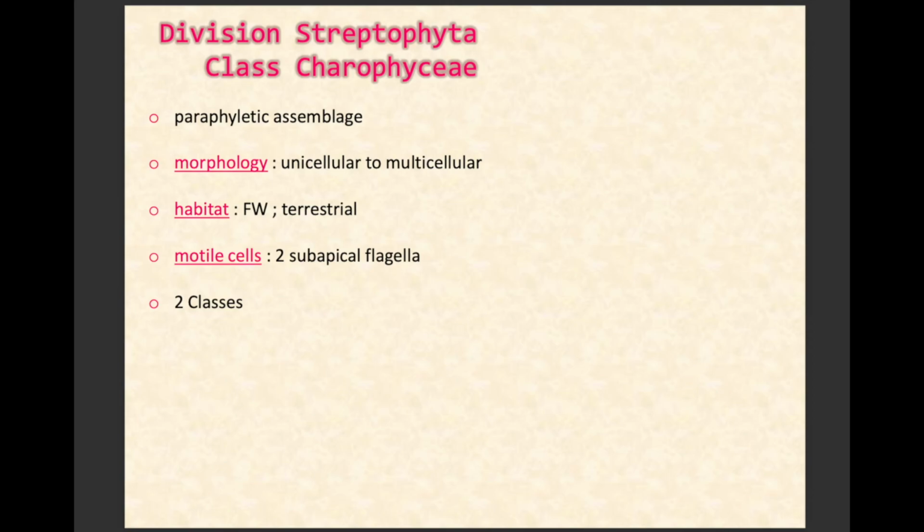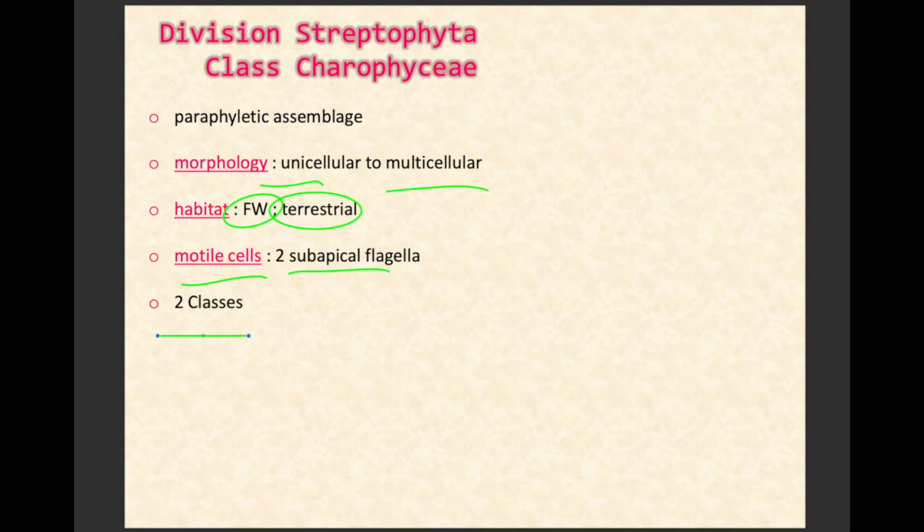Their morphology range from being unicellular to being multicellular. They occupy freshwater to terrestrial habitat kasi nga kamag-anak nila yung land plant. Konting step na lang land plant na kasi sila. They have motile cells na merong 2 subapical flagella. At usually may dalawang class lang tayo dito na pag-uusapan.